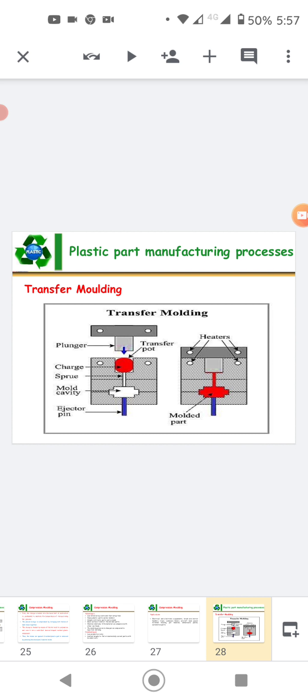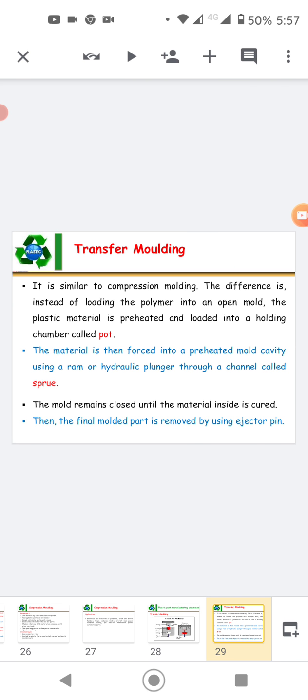Molds tend to be more expensive than those for compression molding, and material is wasted in the channel during filling. It is similar to compression molding. The difference is instead of loading.